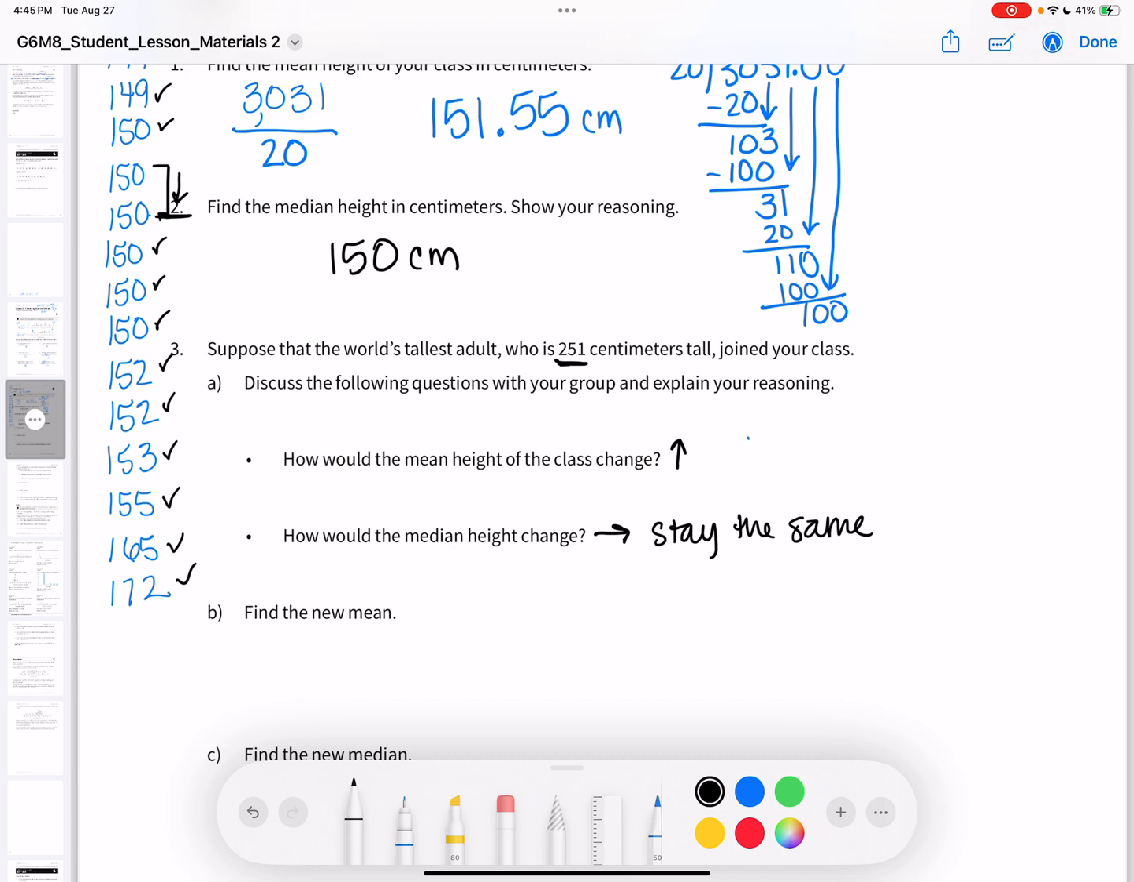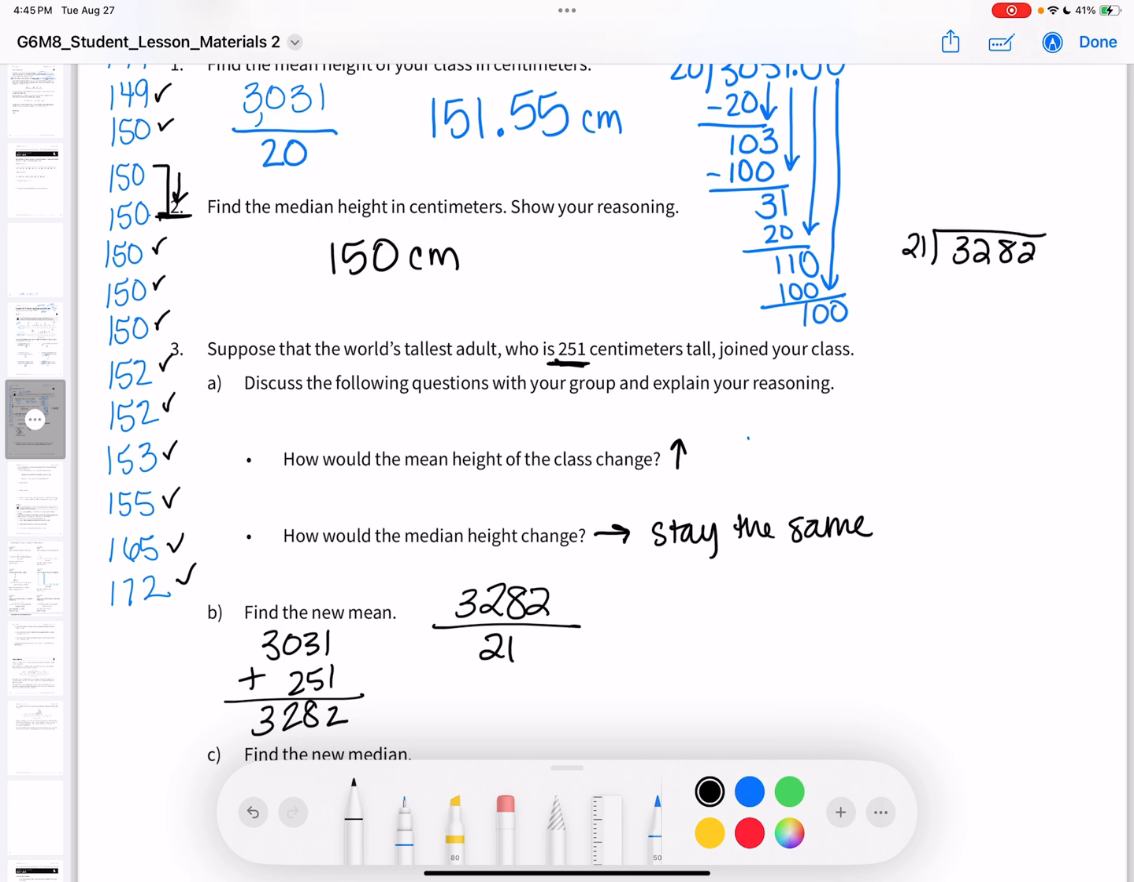All right, find the new mean. So we have our 3,031 plus our new data set, which is 251. That gives 3,282. So now with our 3,282, we now have to divide. We had 20 students, but now we've added one more. So now we're at 21 students, and we have to divide that out. So here we go. I'm going to come over to this side so I have room.